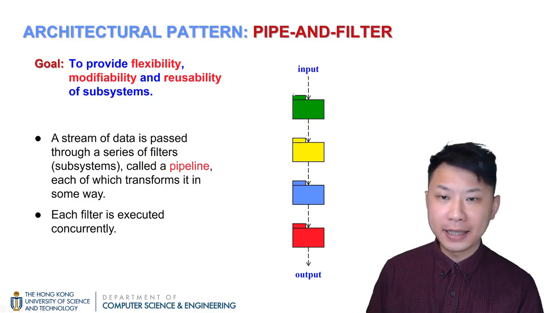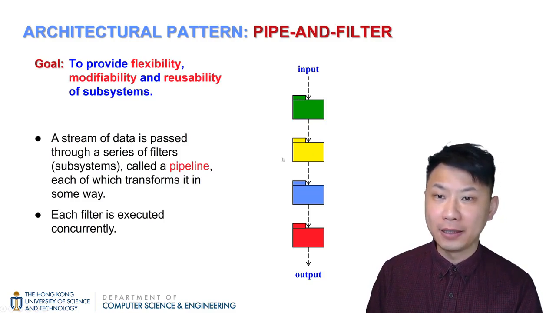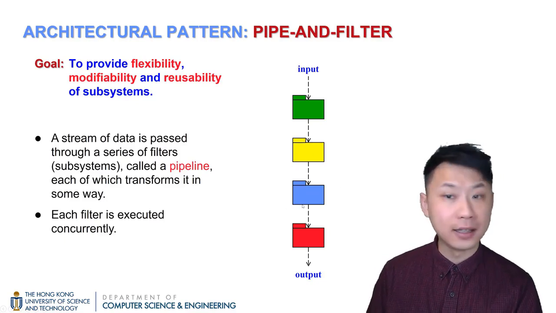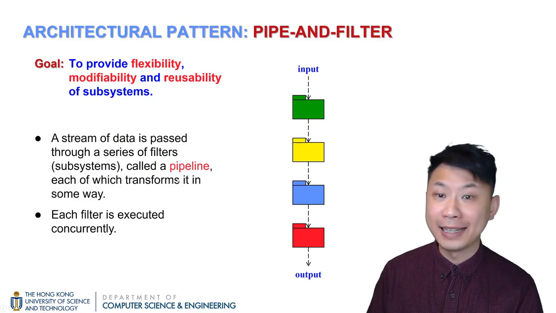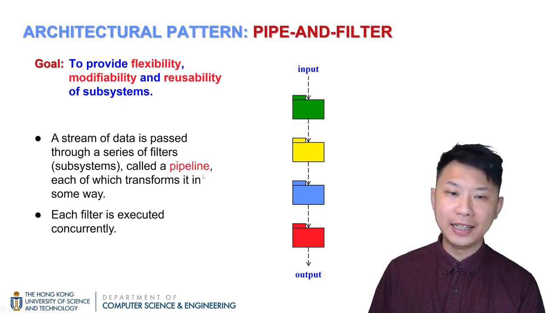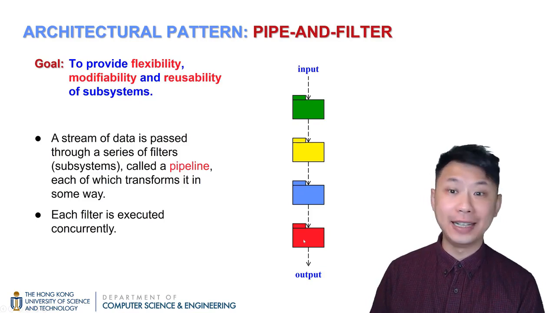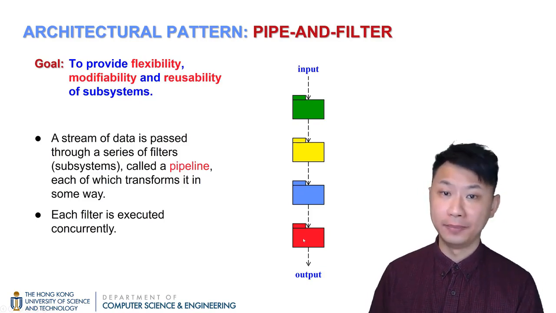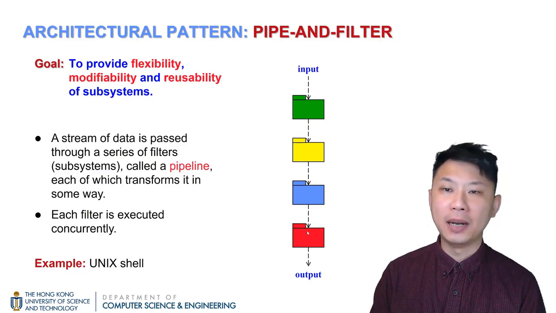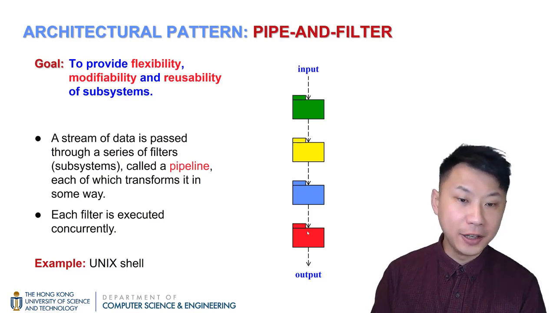If we are talking about image processing, then we can feed some image into a subsystem. After the processing is done, then we feed it into the next subsystem. And then after it's done, we feed it into another subsystem, so on and so forth. And this is what we call pipelining. And the good thing about pipelining is that each filter or each subsystem can handle some image concurrently. So that means different subsystems will be processing different images at the same time. An example application that utilizes the pipe and filter pattern is the Unix shell.